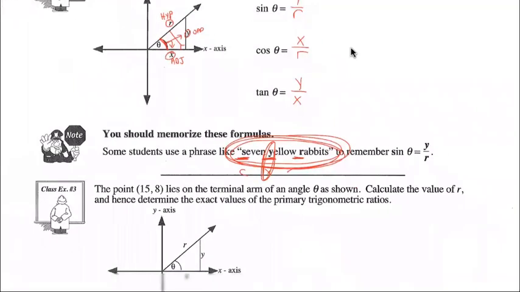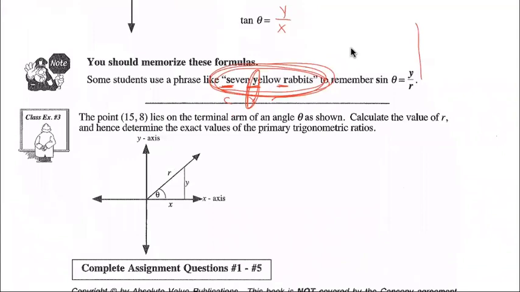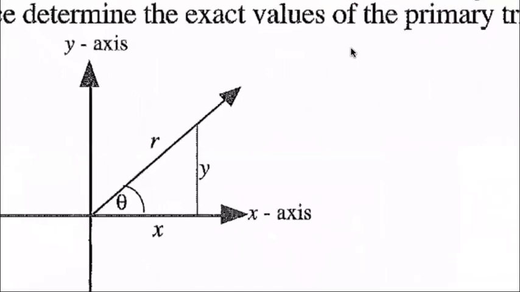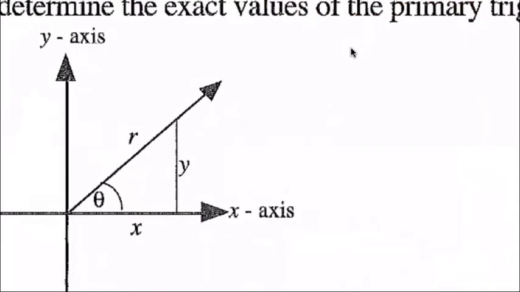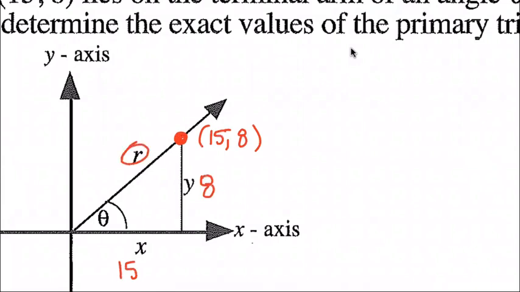Example 3. The point (15, 8) lies on the terminal arm of an angle theta as shown. Calculate r and hence determine the exact values of the primary trig ratios. Okay? So here we know that it's (15, 8). So this point here is (15, 8), which means this distance is 15, this distance is 8. We need to find r, and then we need to do our trig ratios.